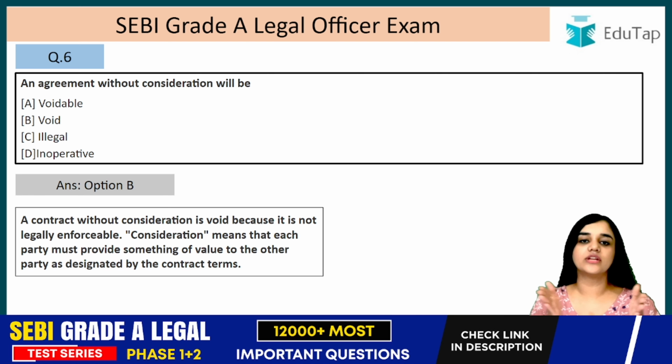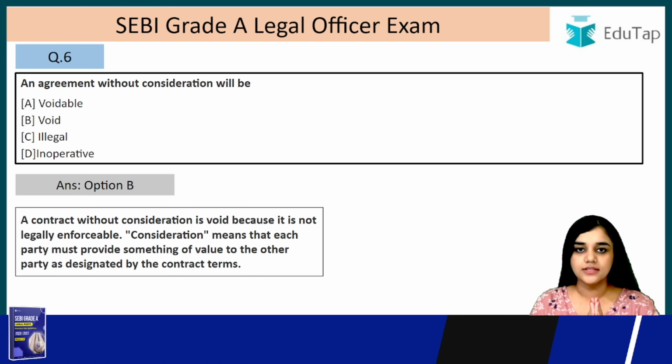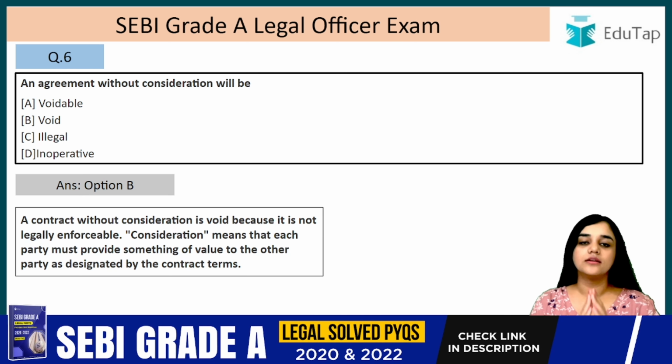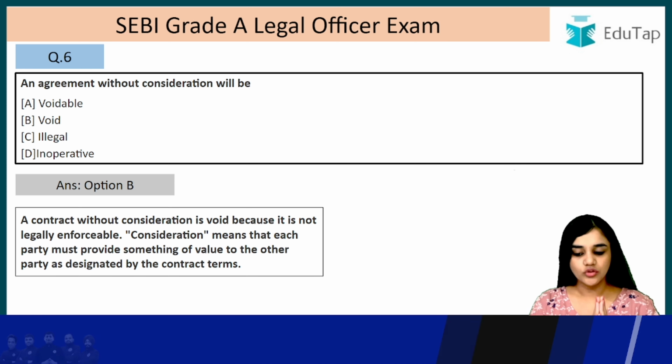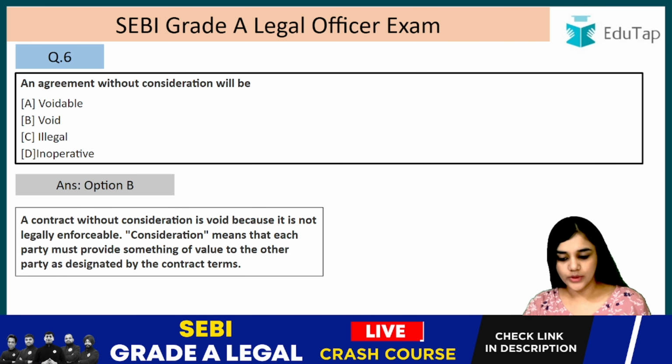So the consideration has to be from both sides. If there is consideration from both sides, then it is valid. But if there is no consideration in the contract, then it is a void contract. It has some exceptions that we will be talking about later on, but as a general principle, an agreement without consideration is void. Question number 7.